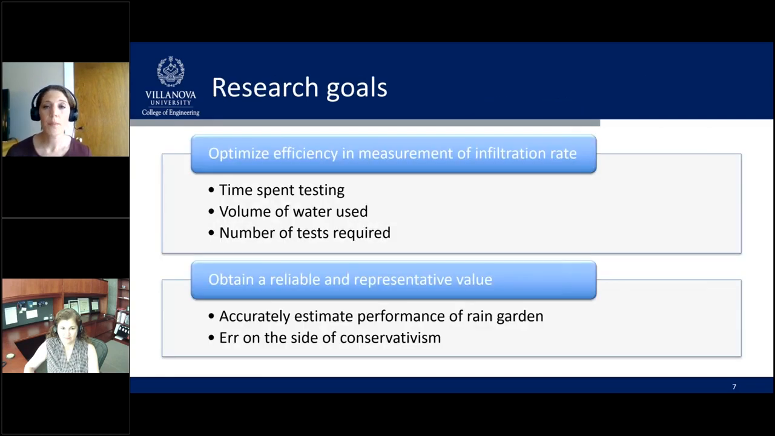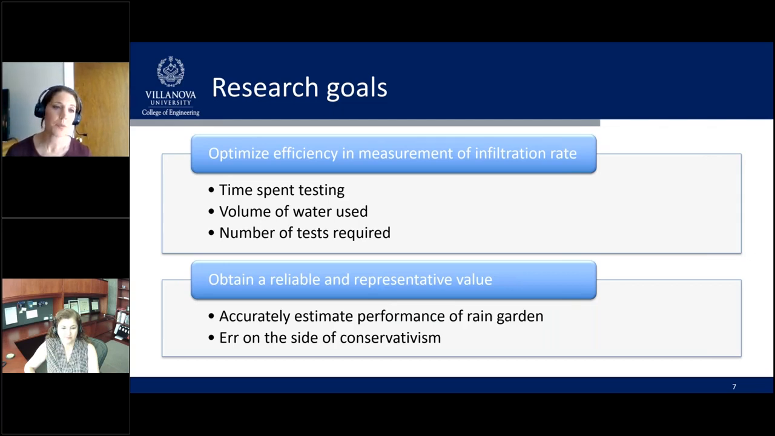So let's talk about the goals of our project that we're featuring today. We call these practical research goals because the bottom line here is we're trying to make our infiltration research efforts translate to design and construction. The first goal of the study was to look at the way in which we test our rain garden sites for the infiltration capacity and optimize efficiency in the way that we perform those measurements.